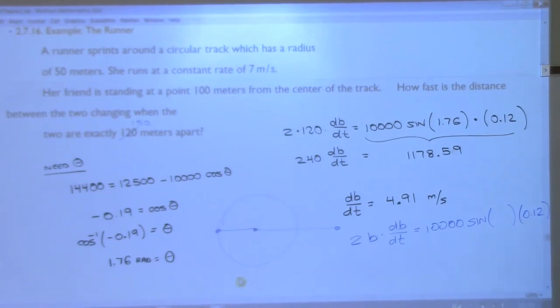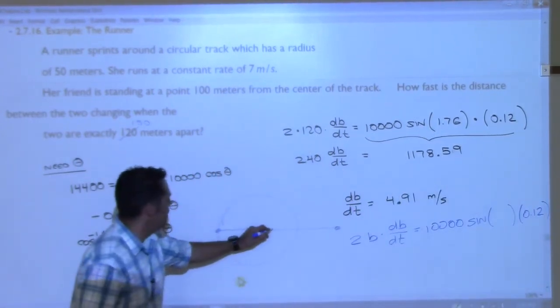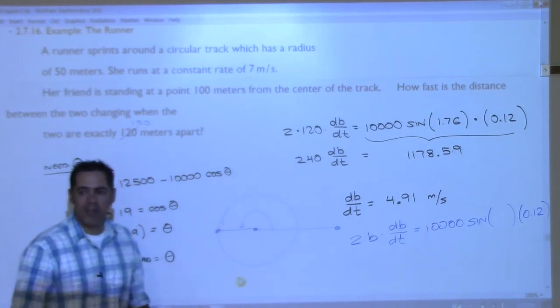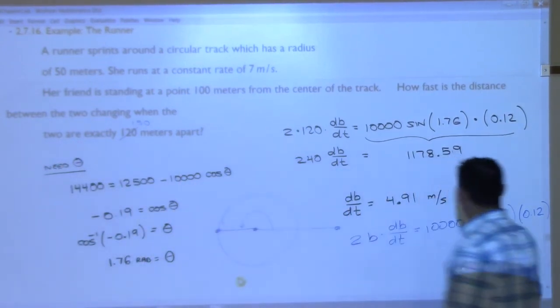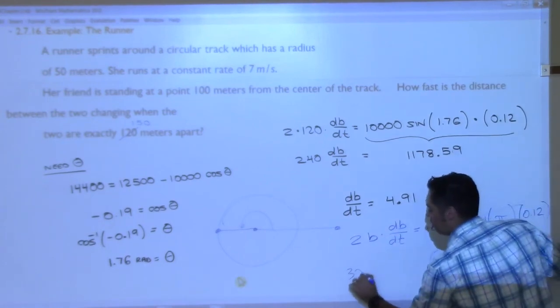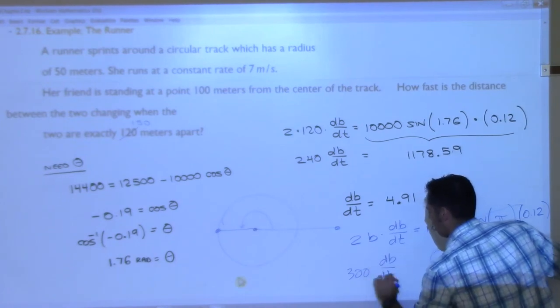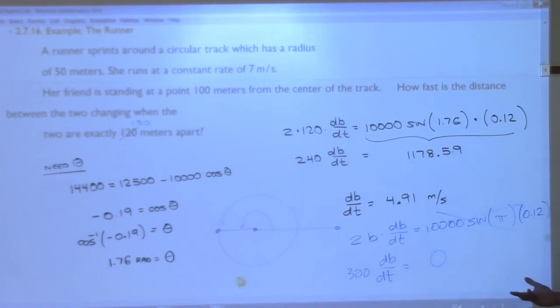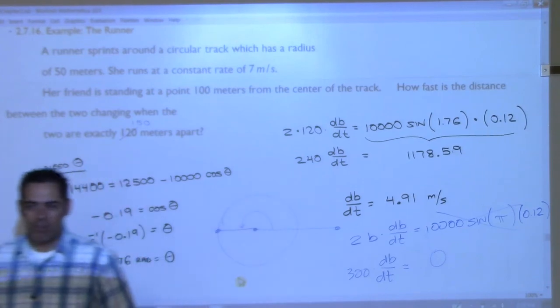But what is theta? You can actually tell me just by looking at this what theta is. It's 180 degrees, so pi. What is sine of pi? What's sine of 180? Nope, that's cosine. Zero. Right? And so when you put pi here, 180, that's when she's on the other side. This becomes zero. And then b is 150, so this becomes 300 dB/dt equals zero. So divide by 300, you get dB/dt is zero. So the rate at which she's going away from him is zero when she is on the opposite side of the track, which makes perfect sense.